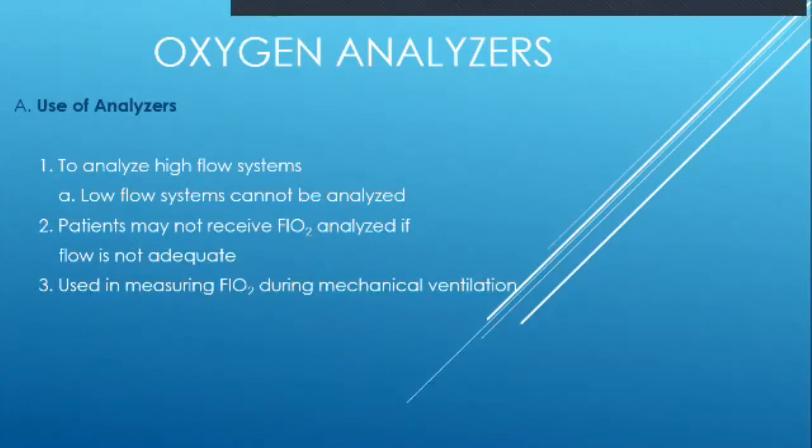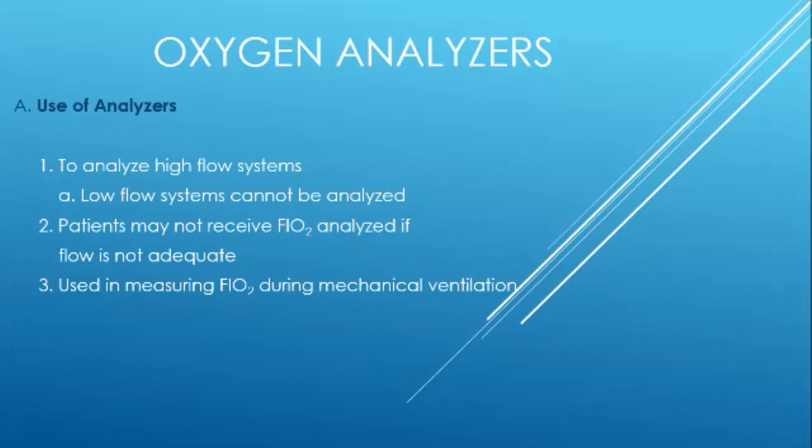Patients may not receive the FiO2 analyzed if the flow is not adequate. If I don't turn the flow up to where it should be, remember we said that if I turn the flow up too high, the FiO2 will do what? Go down. If I turn the flow down, the FiO2 will go up. So if I want them to get a certain FiO2, I have to have it on the right flow.